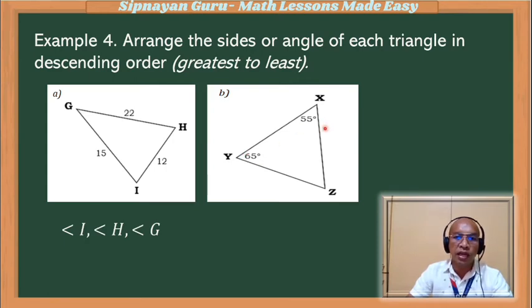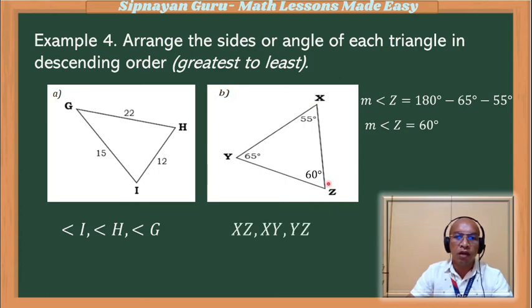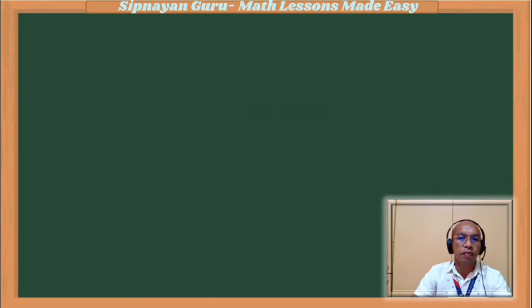So we cannot arrange the sides unless we know the measure of the third angle. This is 65, this is 55, and we all know that if you add the three angles, the sum is 180. Therefore, the measure of angle Z can be solved by 180 minus 65 minus 55, and that is 60 degrees. Since you already have the three angles, the longest side is the side opposite the largest angle, and that is XZ, followed by YX or XY, and lastly YZ, opposite the smallest angle.